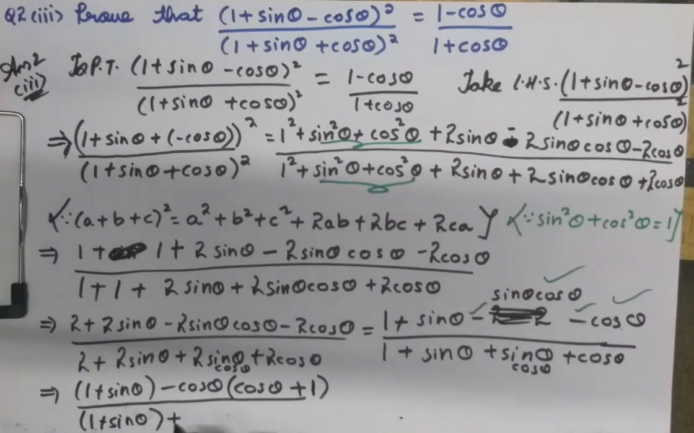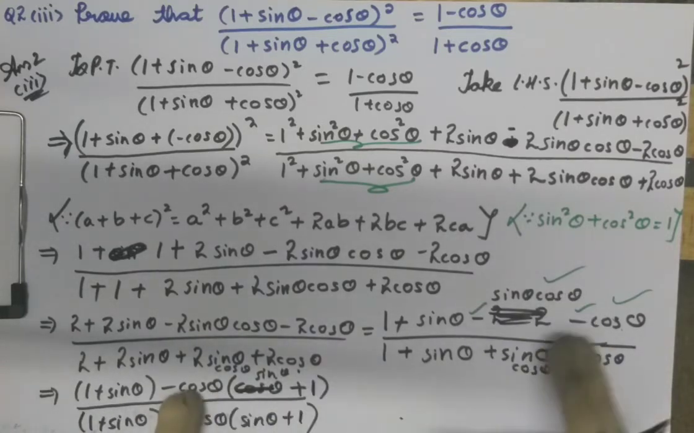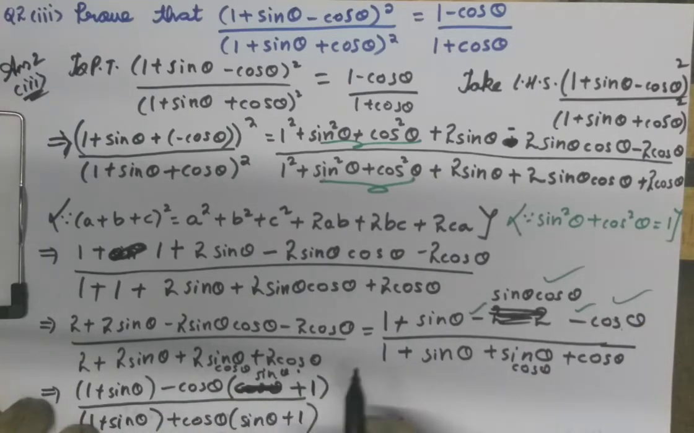Plus cos theta will be common here. If plus cos theta I take common from here, what is left? Sin theta. And here what is left? 1. Sorry, here I took cos theta common, so I'm left with sin theta here, and here I'm left with plus 1. Don't get confused. This is 1 plus sin theta minus cos theta into sin theta plus 1, and this is 1 plus sin theta plus cos theta into sin theta plus 1. So here also we have sin theta plus 1, and here also we have sin theta plus 1.